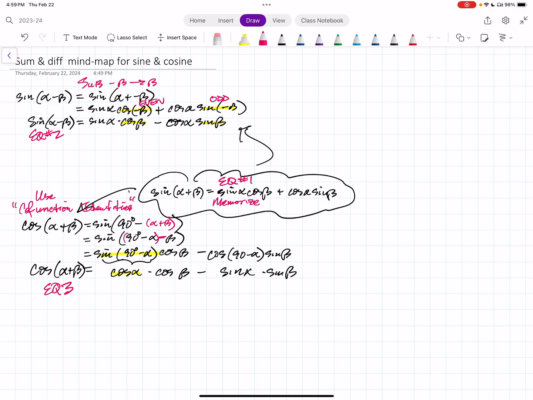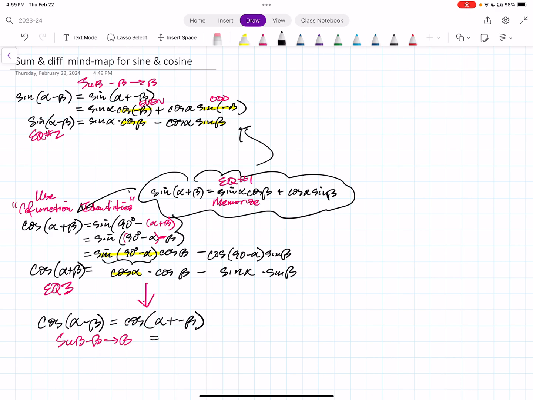Now I need to get another one. From this one here, instead of branching off the middle, I'm going to draw an arrow from here, and this one gives me the next one. Now I can get cosine of alpha minus beta, no problem, because cosine alpha minus beta can be rewritten as the cosine of alpha plus a negative beta, which means all I have to do is substitute in negative beta for beta, like I did in the upper left-hand corner of the screen when I developed equation number one.